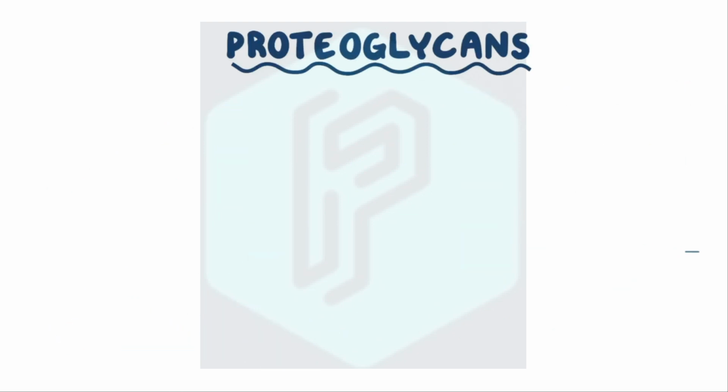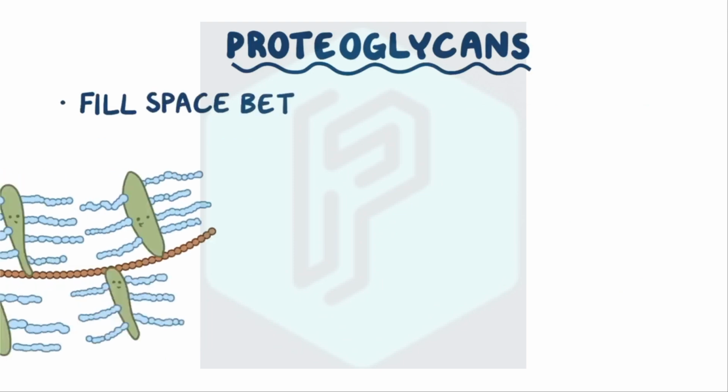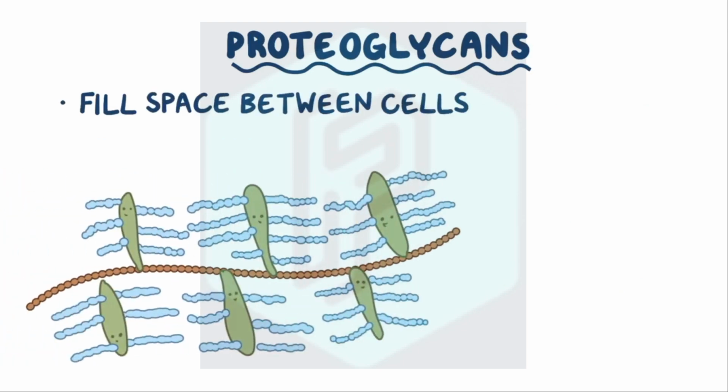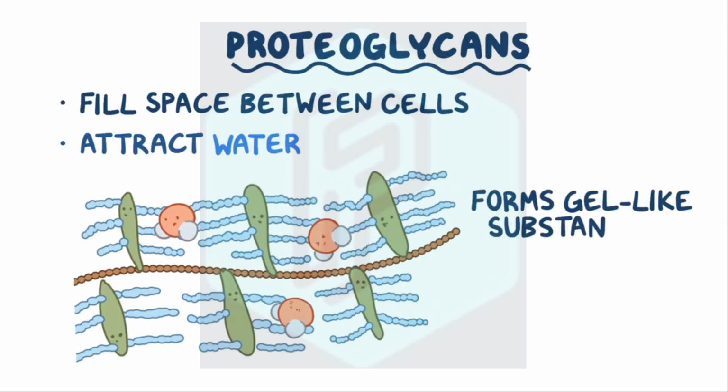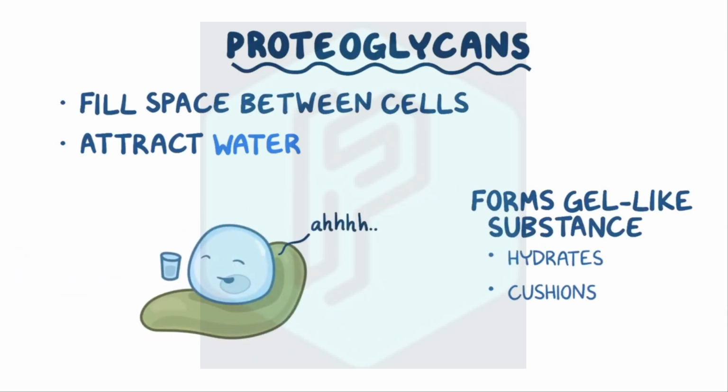Now, proteoglycans mostly help to fill up the space between cells, and the negative charge of glycosaminoglycans helps to trap water molecules. The result is that the proteoglycans plus water form a gel-like substance that hydrates and cushions the cells, and it's the main reason that it's so abundant in cartilage.